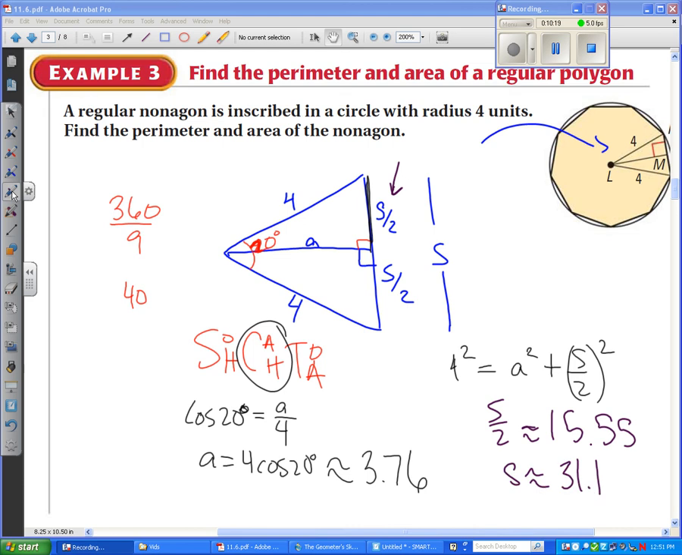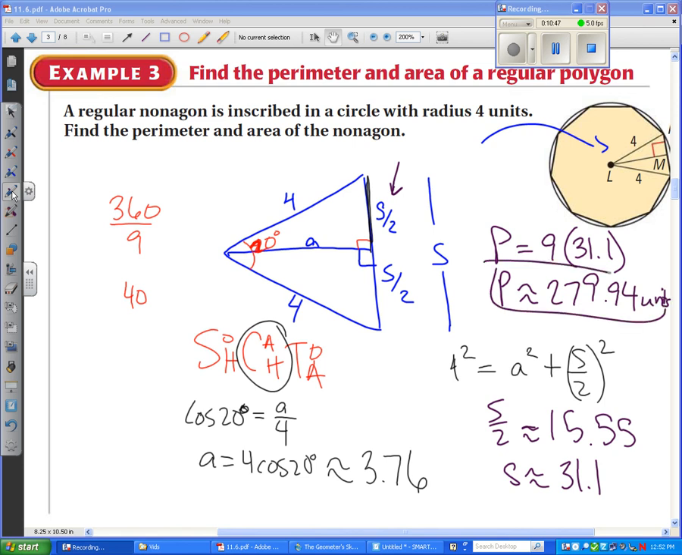Now, I've got the side length, I've got the apothem. Now I can find the perimeter, and I can find the area. First, I'm going to find the perimeter because that's needed to find the area. Noting that the perimeter is the number of sides, in this case 9, times the side length, which is approximately 31.1. If I take this answer, I'm just going to recall it, multiply by 9. The perimeter is approximately equal to 279.94. And this is in just units.